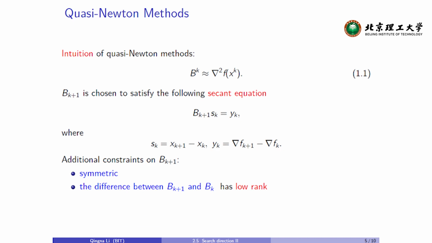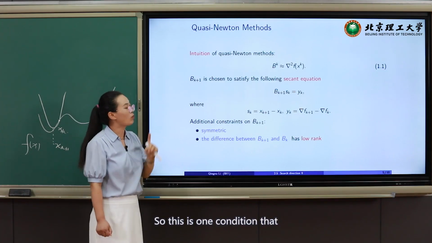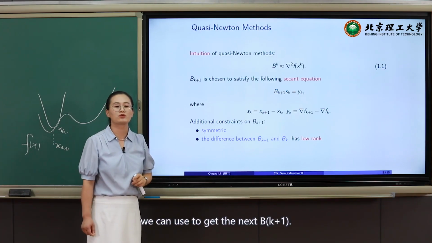All right. So the second equation basically says that B_{k+1} along the direction s_k, after multiplication, must be the same as y_k. So this is one condition that we can use to get the next B_{k+1}.